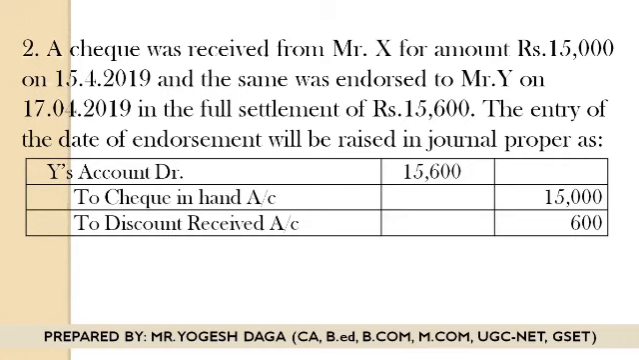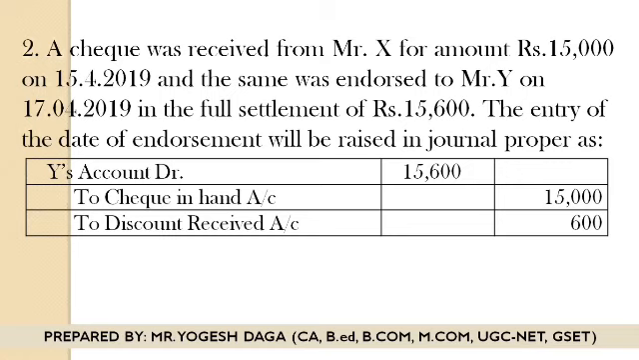Y, the another person, on 17/4/2019 in full settlement of 15,600. The entry on the date of endorsement will be raised in the general proper, which is by this entry: Y account debit to check in hand to discount received. So you are required to know whether this answer is true or false.